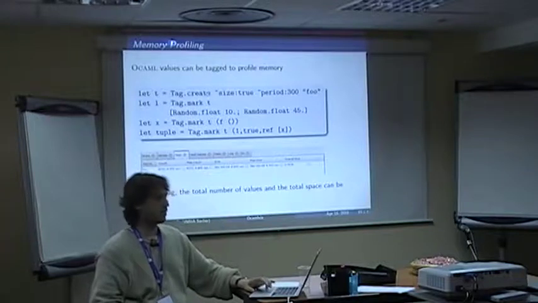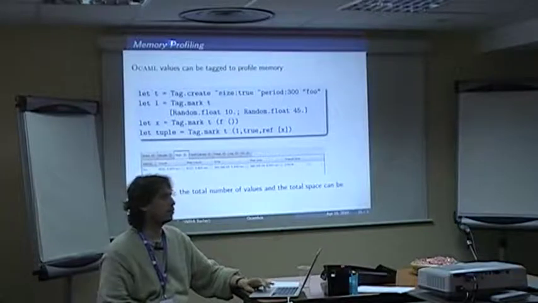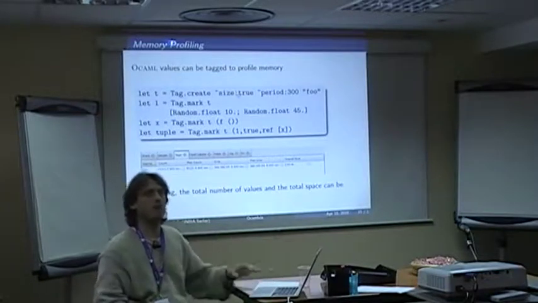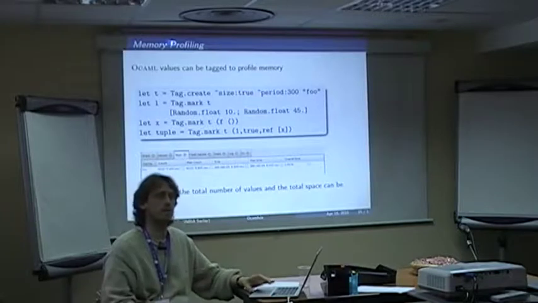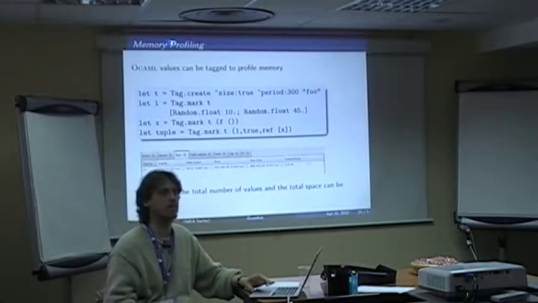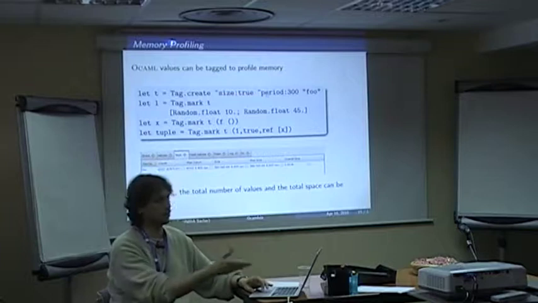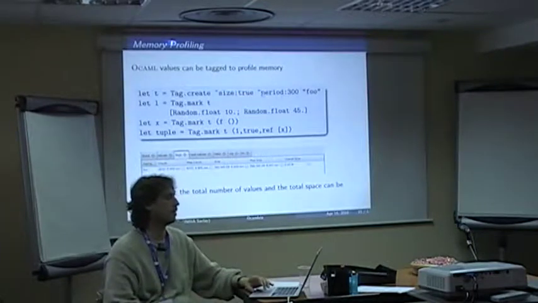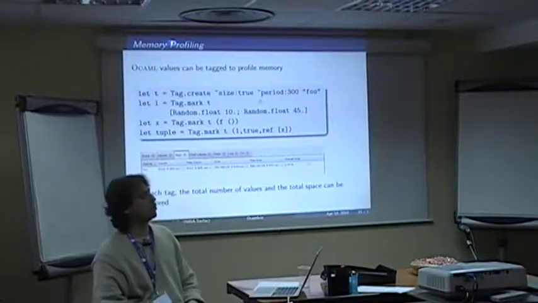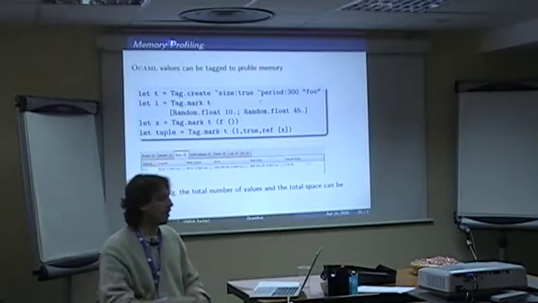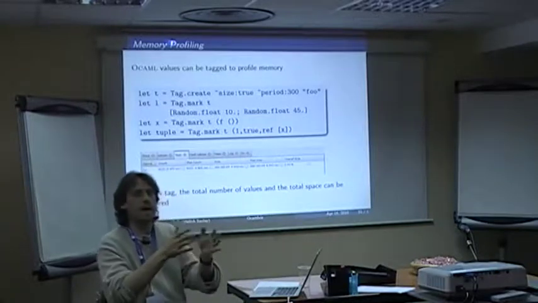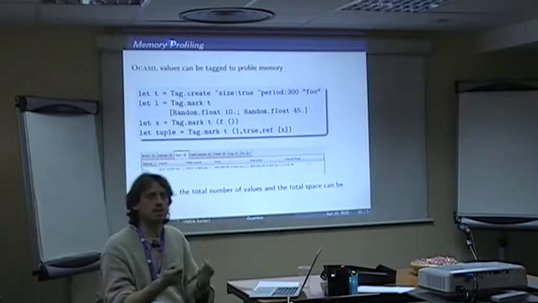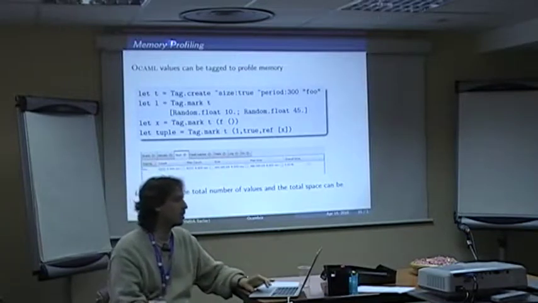So when I've created this tag, I said here that I wanted to know the size, so the amount of memory that is used by values which are tagged with this tag t. And here again, that's the period, the rate, because we don't want to observe a value at each n second. For instance, you have to specify exactly at what rate you want to observe a value.